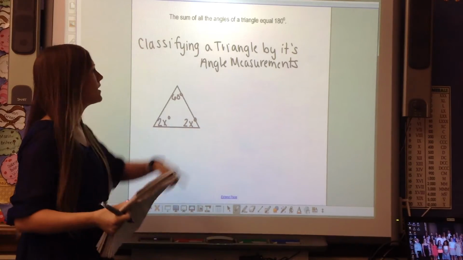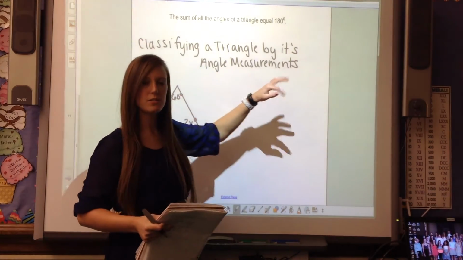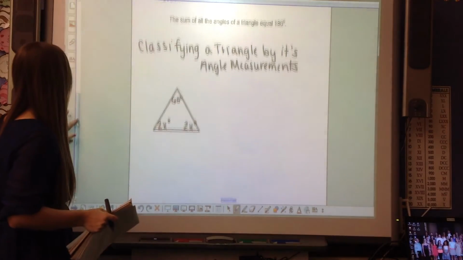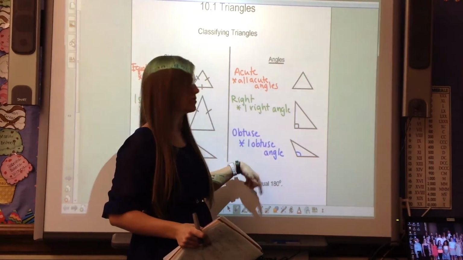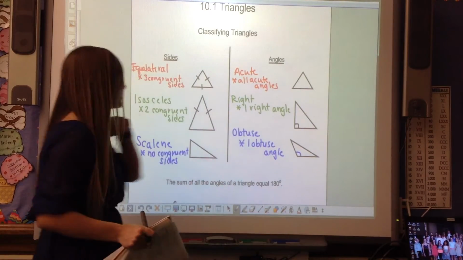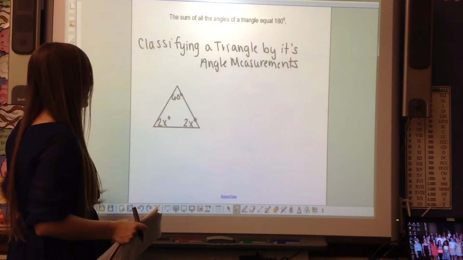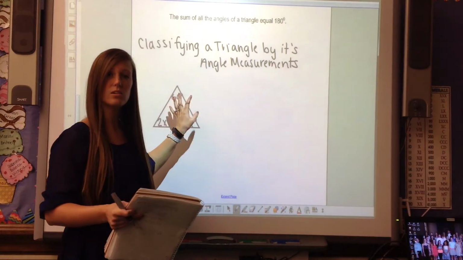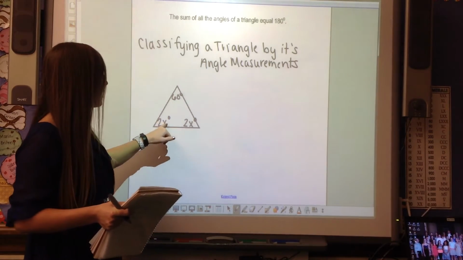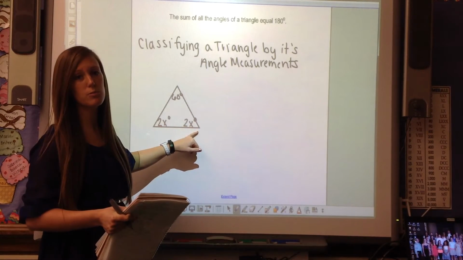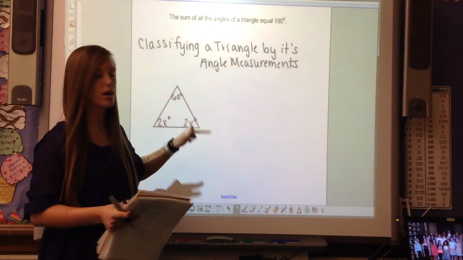We have to decide, now this says by its angle measurements. There are two ways to classify a triangle. When it's talking about its angles, these are the three options you have. Is it acute, right, or is it obtuse? Okay, I can't really tell. It looks like this is an acute triangle, but maybe they drew it off scale. So I have to figure out these missing angle measurements before I can decide if it's acute, right, or obtuse.